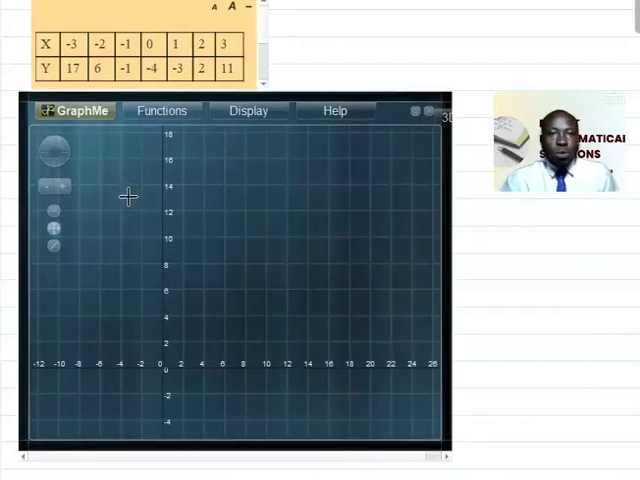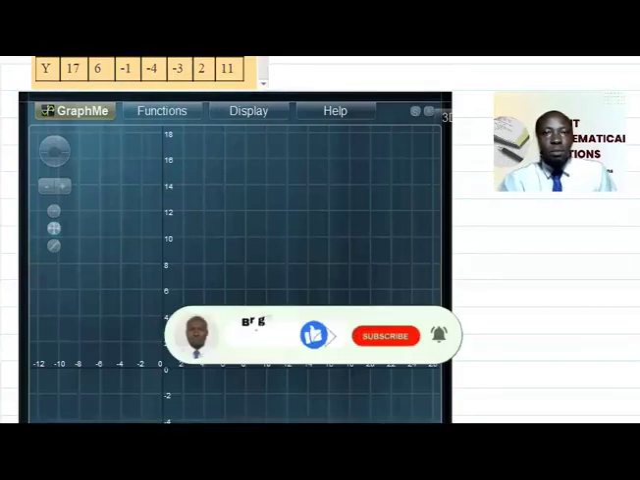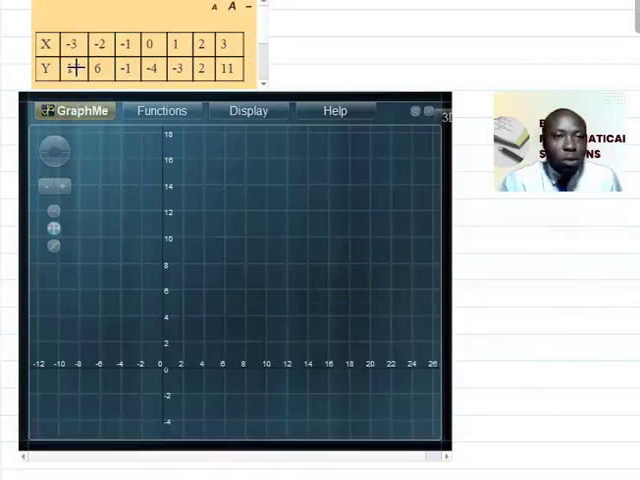So we are here on the graph sheet. This is the x-axis and this is the y-axis. The data that we were given is right here before us. This is minus 3, this is for x, and this is y. I have extracted it from the previous solution that we did in the first instance. So now when x is minus 3, y is 17.